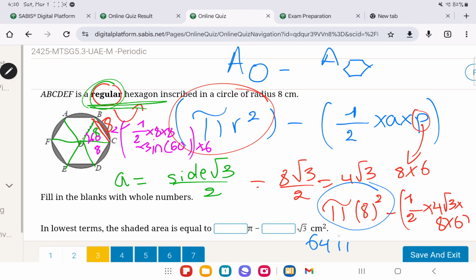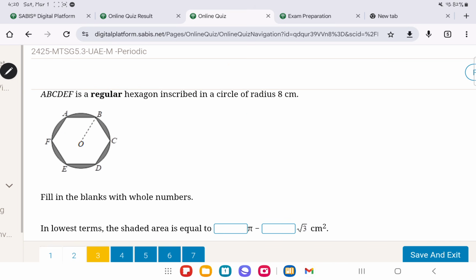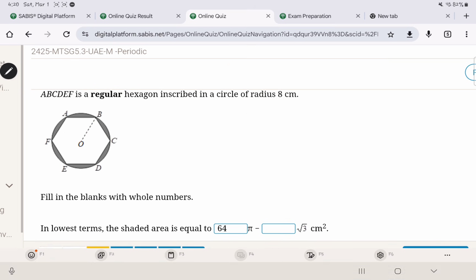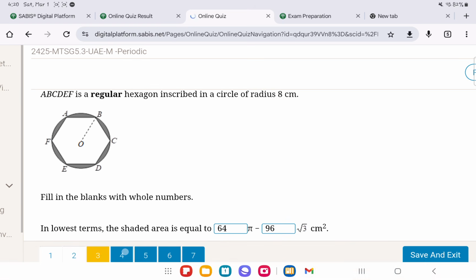It is 64 pi. And then this, if you put it on the calculator, you are going to get it to be minus 96 radical 3. So very simply, in lowest terms, the shaded area is equal to 64 pi minus 96 radical 3.